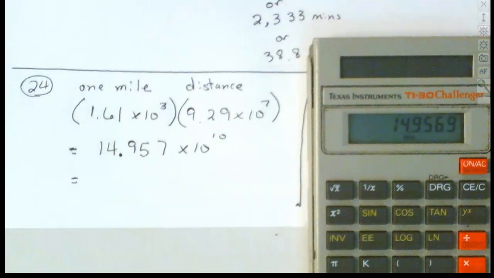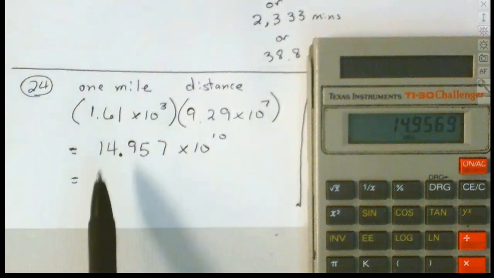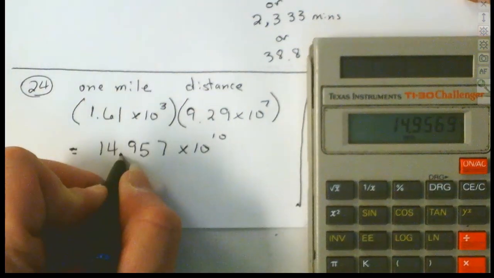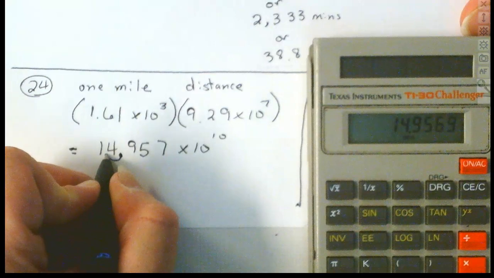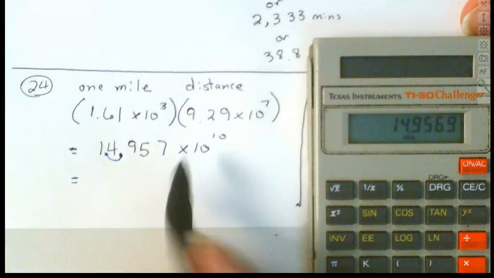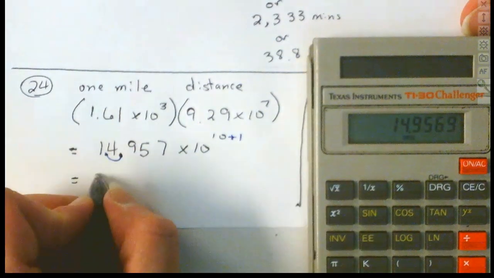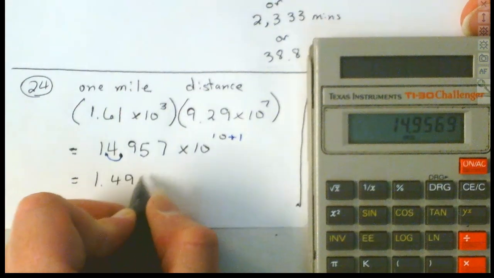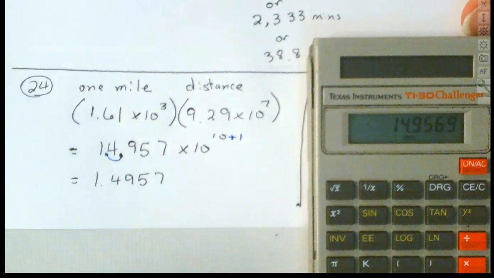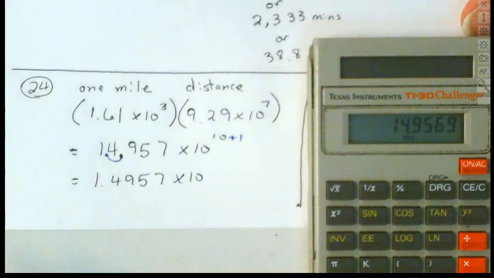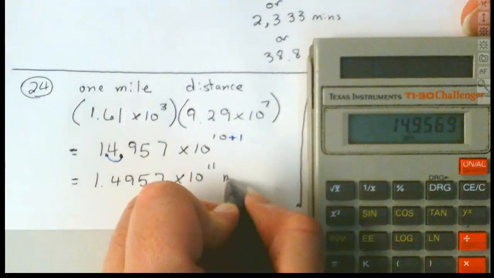Now, this again is not in scientific notation, is it? It's not in scientific notation. Why not? Because for it to be in scientific notation, it has to be a single digit followed by the decimal point. So to make this into scientific notation, we're going to have to add 1 place to that. And that's going to add 1 to this exponent here. So now our answer in scientific notation would be 1.4957. Close enough there. We can round to 3 places if you want as well. But this will work for my answer here. And that's going to be times 10 to the 11th. And that's going to be in terms of meters.